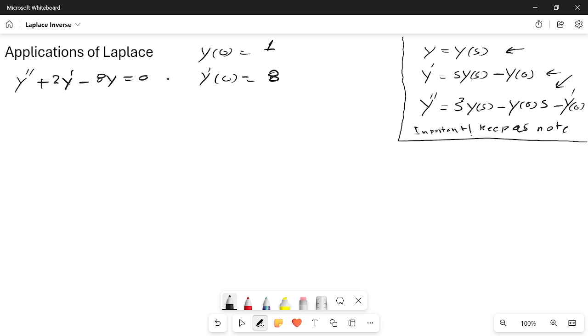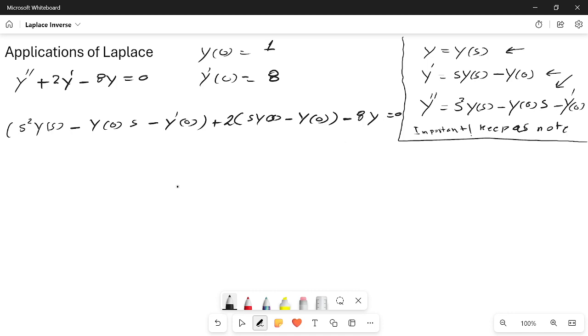Now we do the same thing, so we take the Laplace of both sides and replace the values of y double dash, y dash and y. So we have s squared y of s minus s y of 0 minus y dash of 0, plus 2 times s y of s minus y of 0, minus 8y is equal to 0.